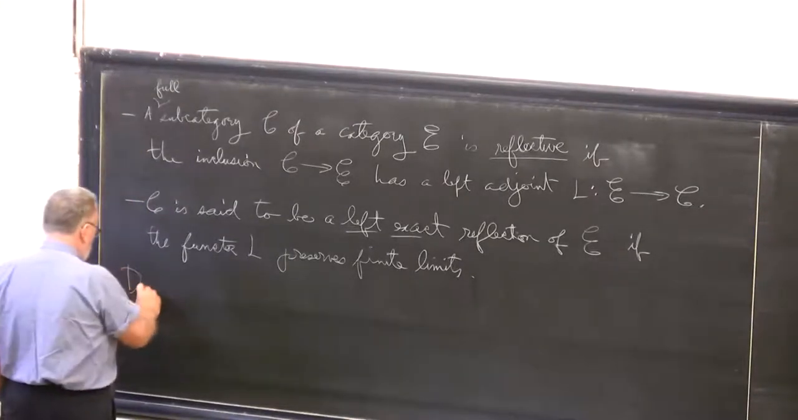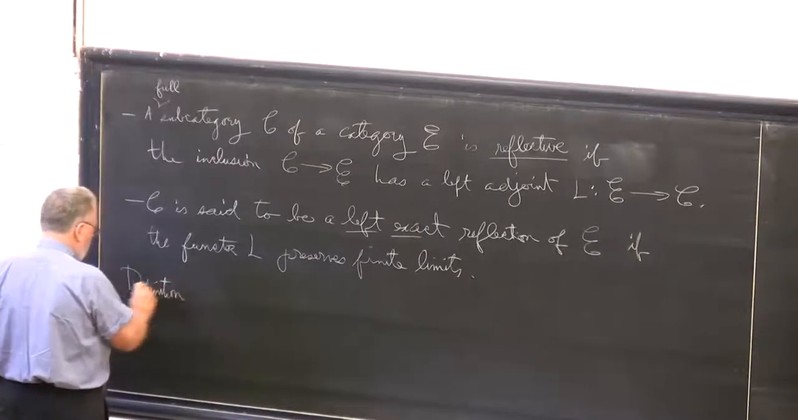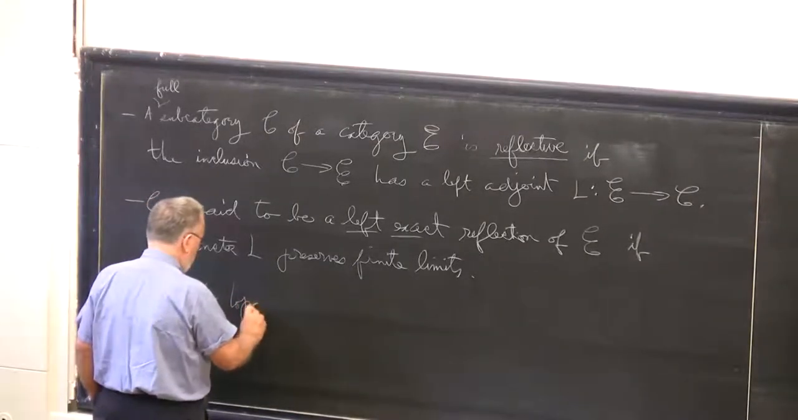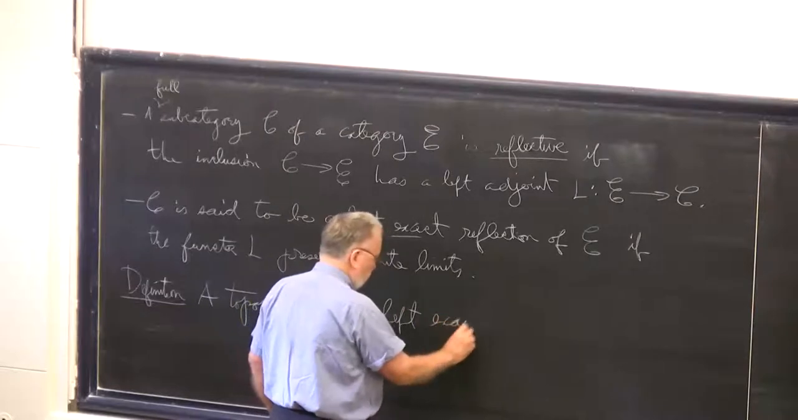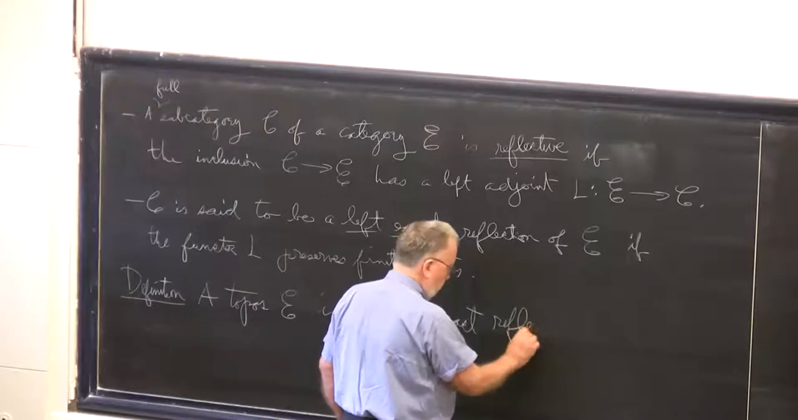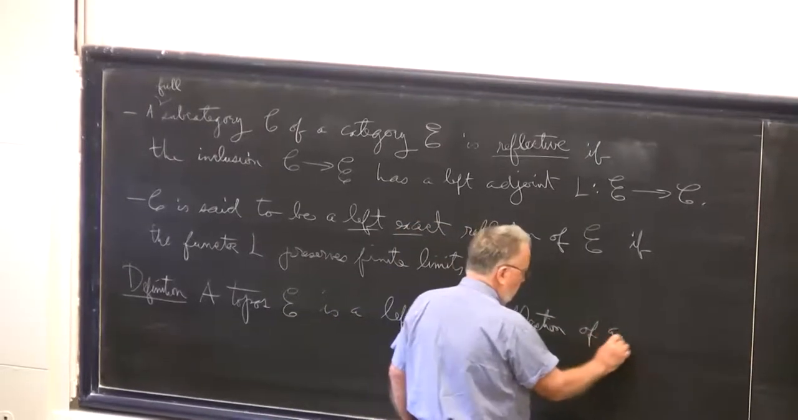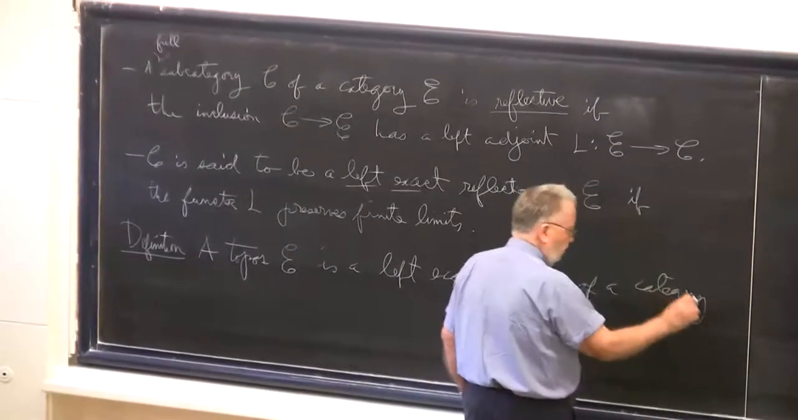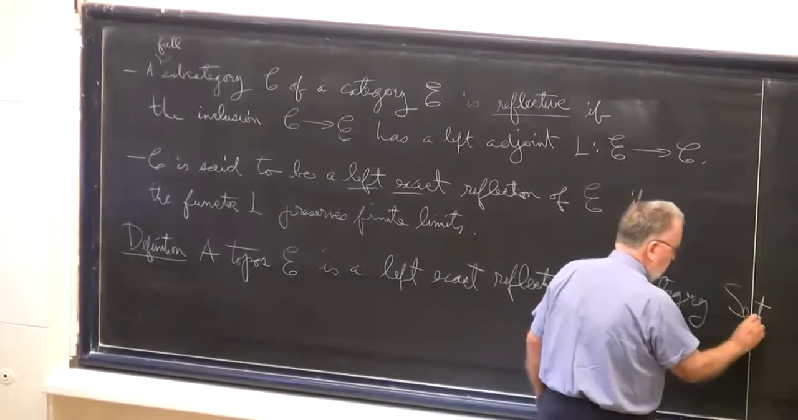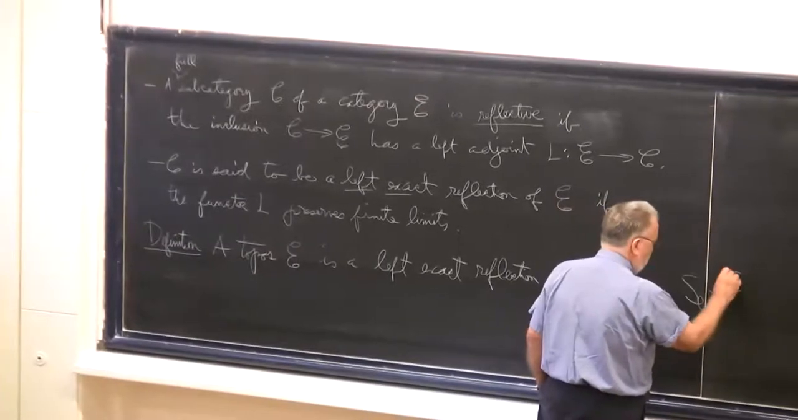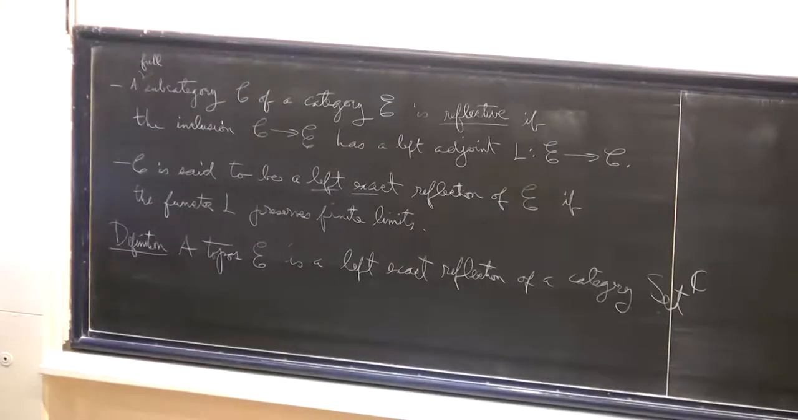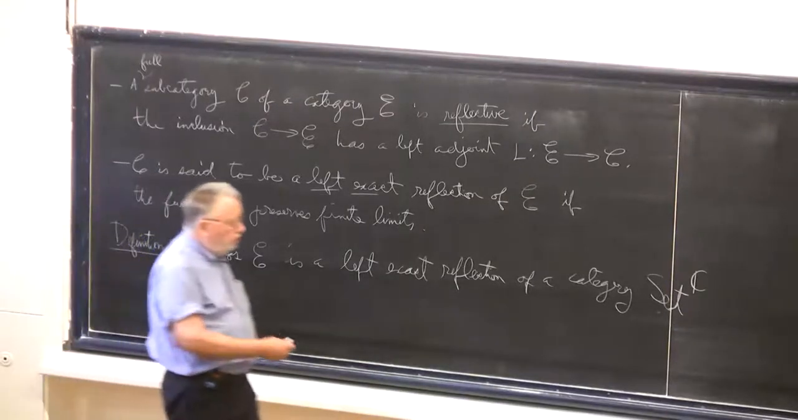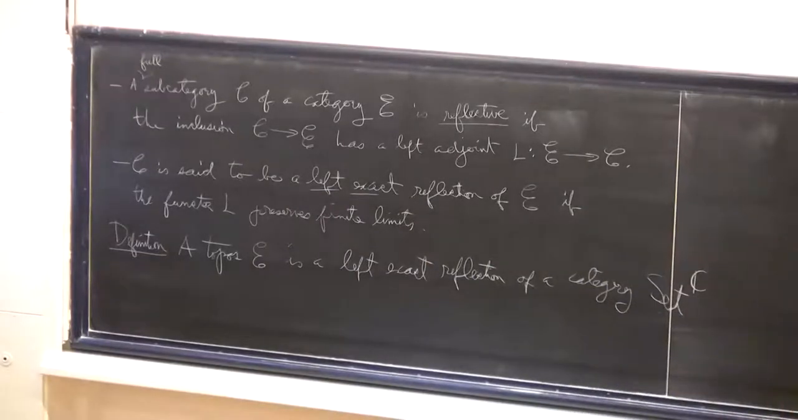Now the definition of a topos. A topos E is a left exact reflection of the category of diagrams. So you take the category of sets, and you take a small category C, and you consider functors from C to Set. A topos is a category which is equivalent to a full subcategory of a category of diagrams of sets, but where the reflection functor is left exact.